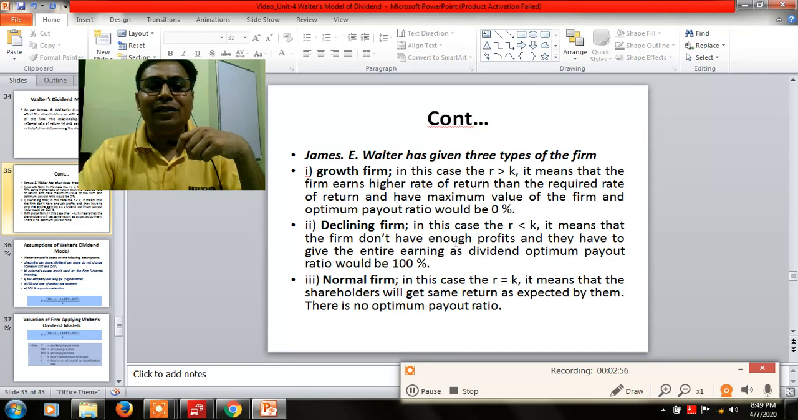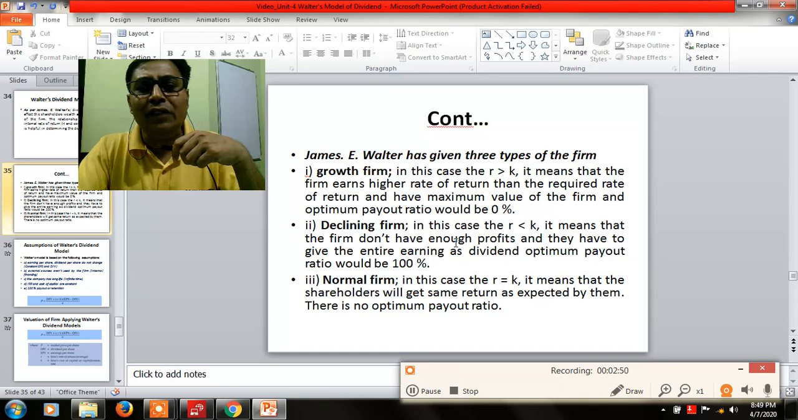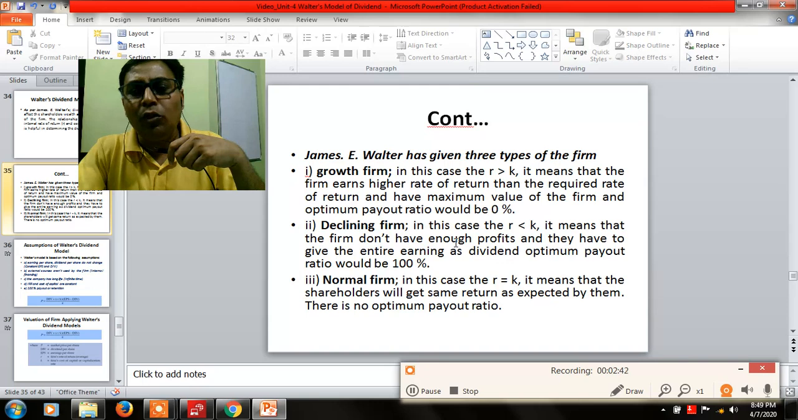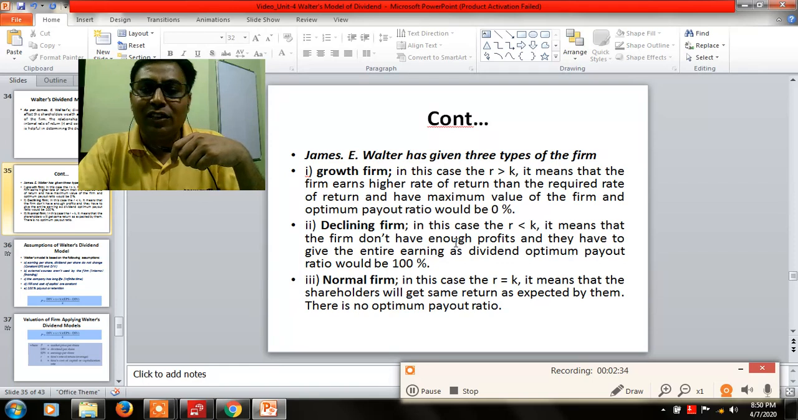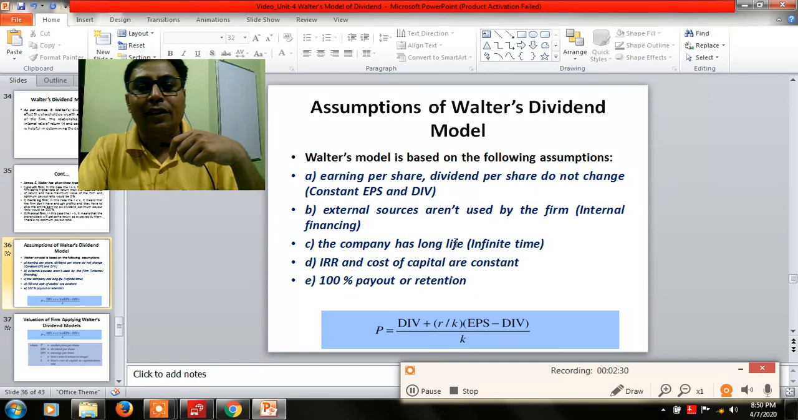As per James E. Walter, there are three stages of the dividend model. Stage first is the growing firm, stage second is the declining firm, and the last is the normal firm. In growing firms, the internal rate of return will always be more than the cost of capital. In the declining stage, the internal rate of return will always be less than the cost of capital. In normal firms, the internal rate of return will always be equal to the cost of capital.